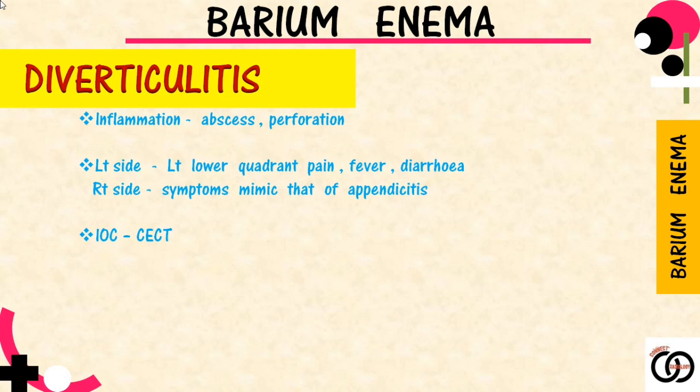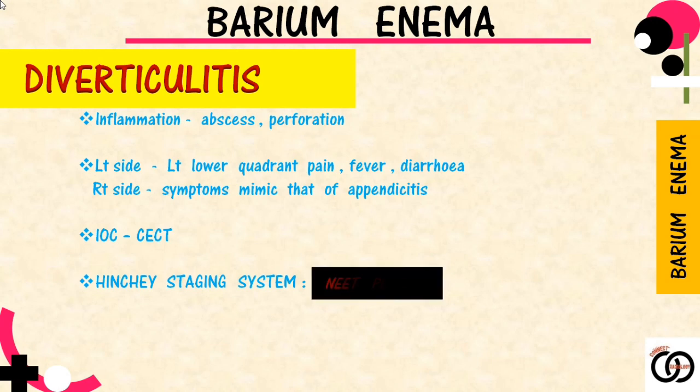Please learn the Hinchey staging system for diverticulitis. In fact, one question was asked on this staging in NEET 2020. So just the basics, you should know. Stage 1 is colonic inflammation with pericolic abscess. Stage 2 is colonic inflammation with pelvic abscess. Stage 3 is purulent peritonitis and stage 4 is fecal peritonitis. Remember, stage 1 and 2 are managed by USG guided pigtail drainage and stage 3 and 4 are treated by Hartmann procedure. That's all about this topic.